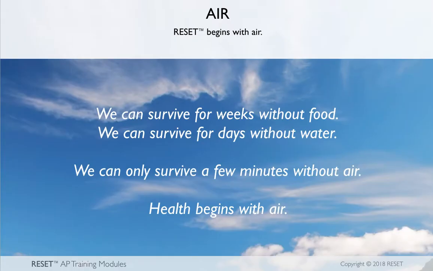And to start this section about air, again, as an AP, I like to give you tools to explain what reset is in an elegant way. And I like this slide for that reason. Because it says a lot by actually illustrating what I think is truly important about air. We can survive for weeks without food, days without water, but only a few minutes without air. And health really begins with air.